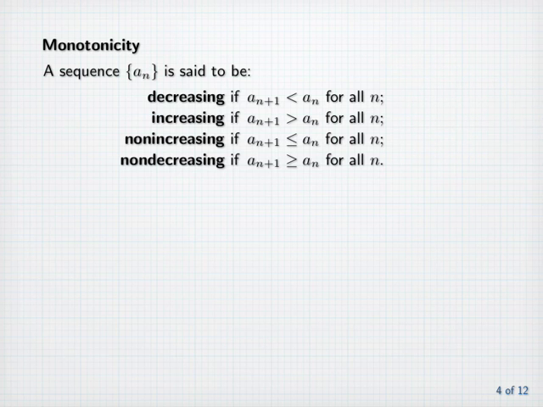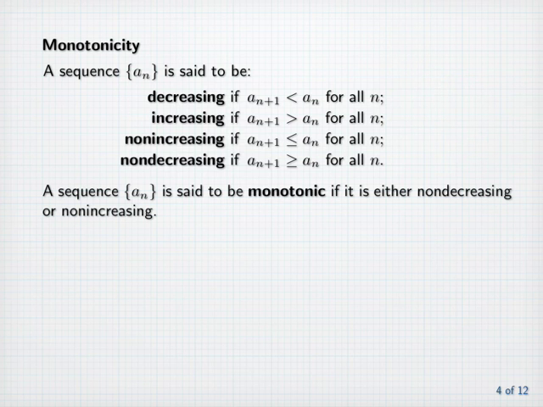Now let's also note that according to our definitions, any sequence that is decreasing is automatically non-increasing, and any sequence that is increasing is automatically non-decreasing. Now, a sequence a sub n is said to be monotonic if it is either non-decreasing or non-increasing.